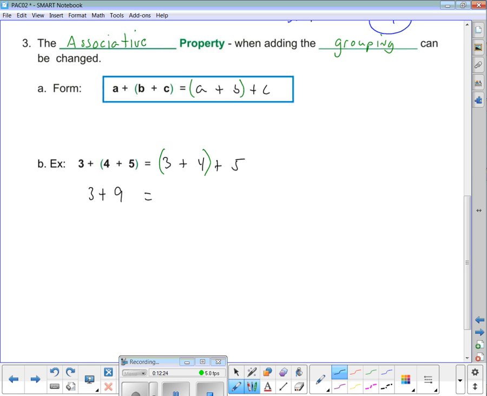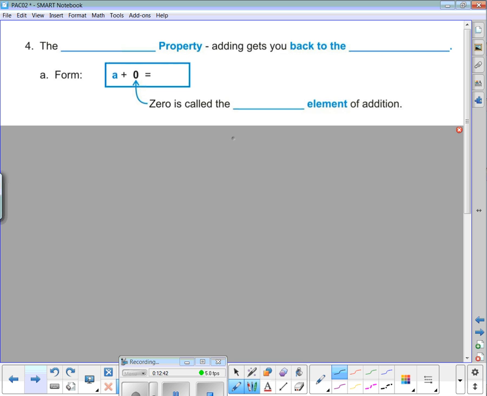On the right-hand side, we got to do the grouping first. 3 plus 4, that's a 7 plus 5. And look, lo and behold, 12 equals 12. And you know what? That's going to happen every time because the property's true. The associative property, you can change the grouping.